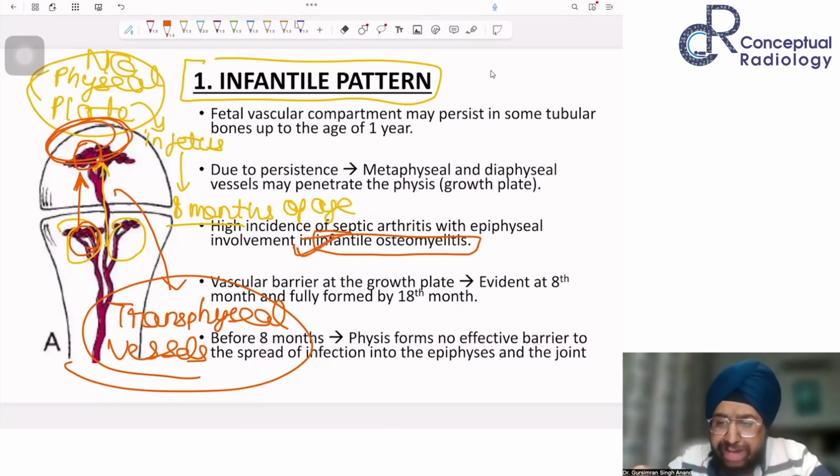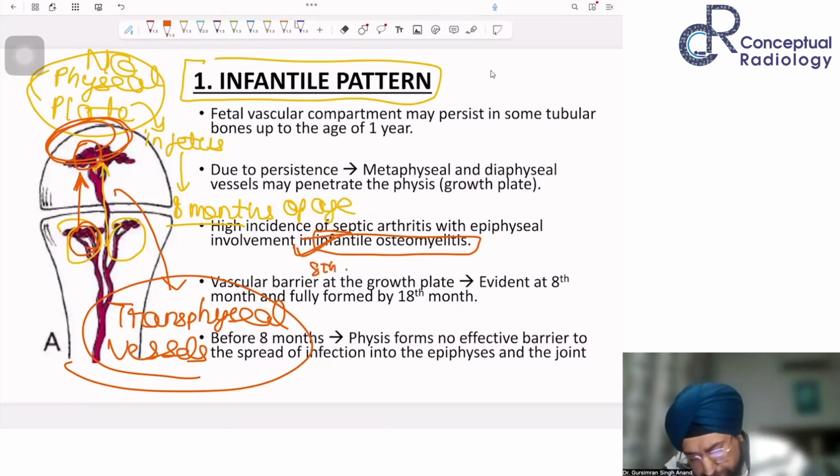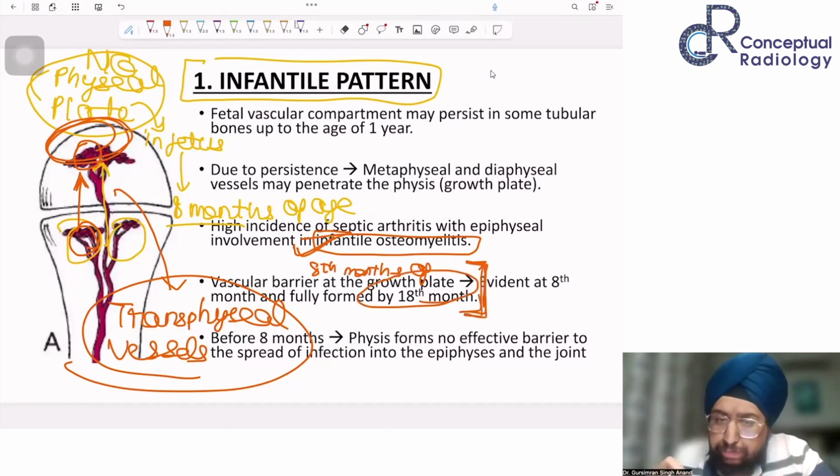Now, this physeal growth plate barrier starts to develop at 8 months of age and is fully formed by the 18th month. So we can say that the infantile pattern is fully active before 8 months of age. It starts to decrease after 8 months as the physeal plate starts to develop, and is completely replaced by the childhood pattern after 18 months of age when the physeal plate is completely developed.